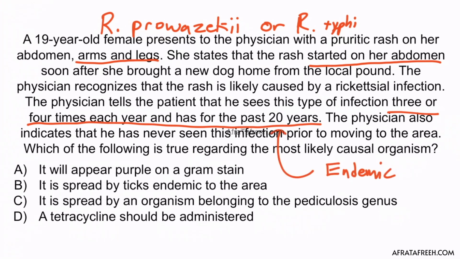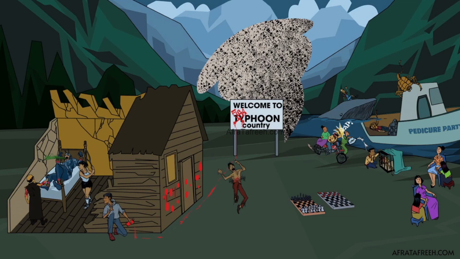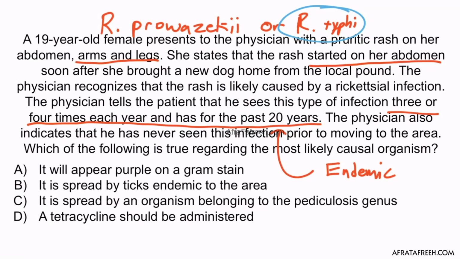So which of these 2 rickettsial species causes endemic typhus? That would be Rickettsia typhi. Recall that welcome sign that reminds people that typhoons occur regularly here in this region, which will help you remember endemic typhus. With this in mind, the correct answer is D. A tetracycline should be administered. Now, doxycycline is the type of tetracycline that you're going to be using.